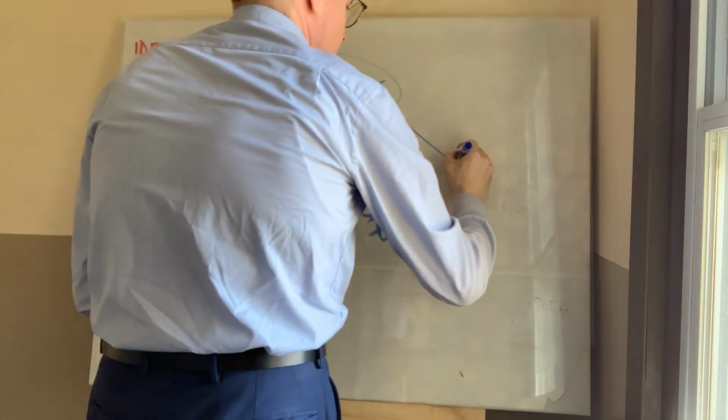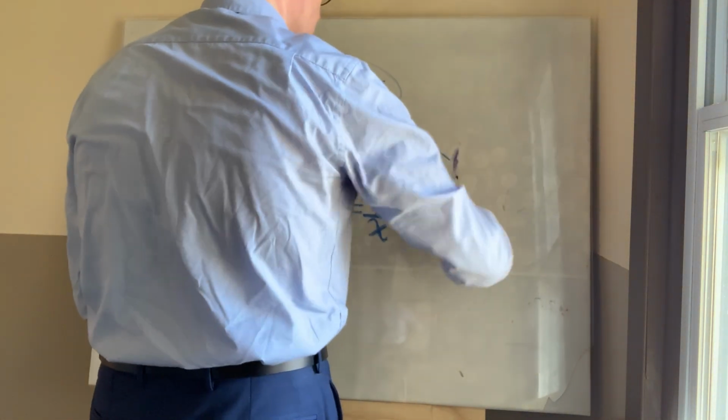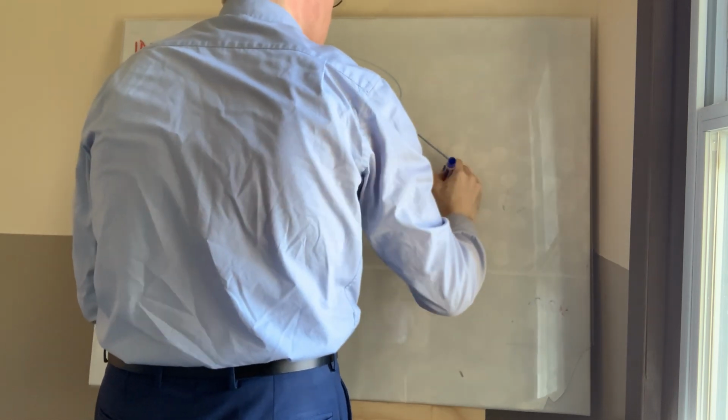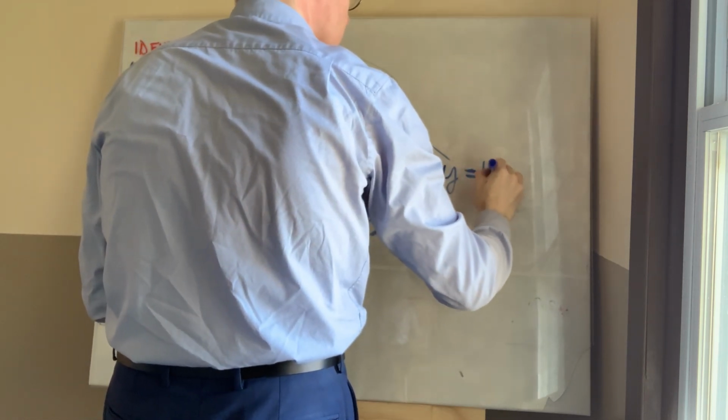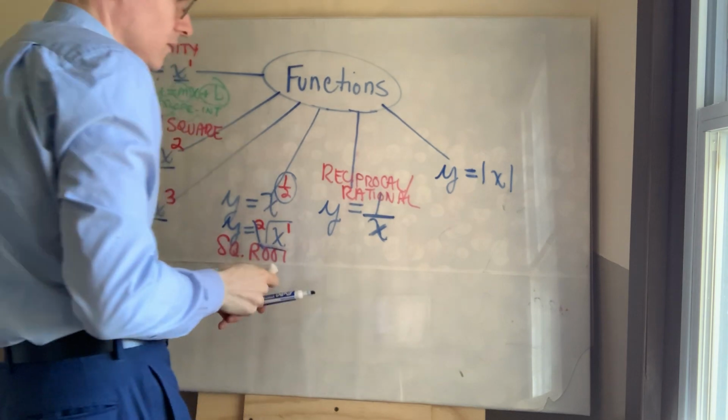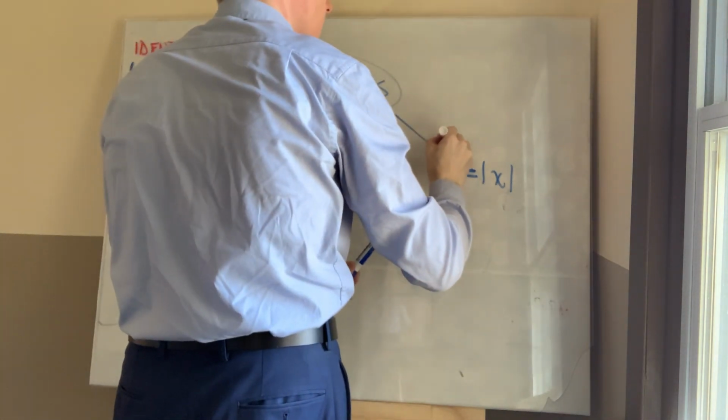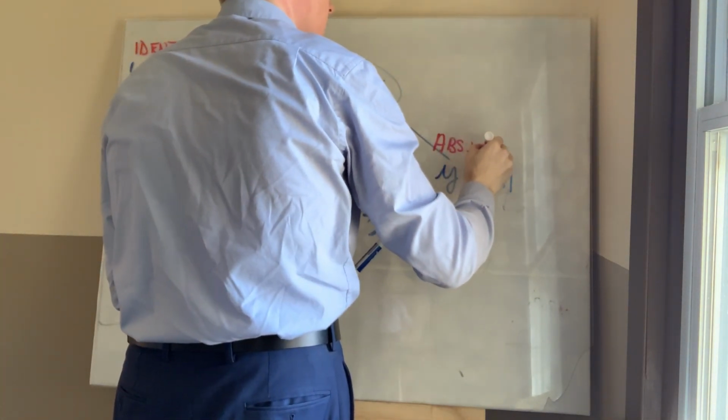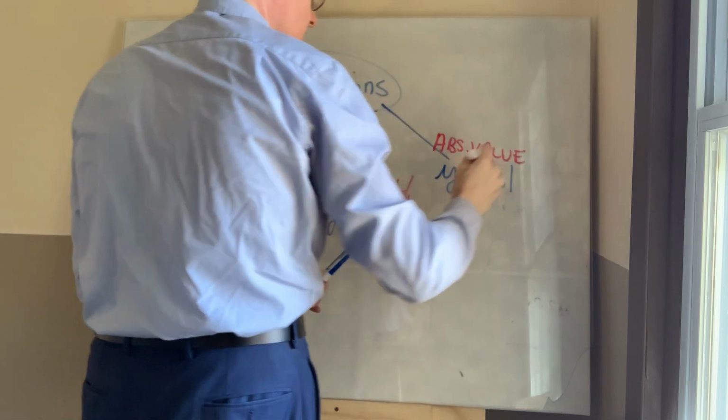Then we had absolute value. So if you had y equals the absolute value of x, the absolute value function famously makes the V shape.